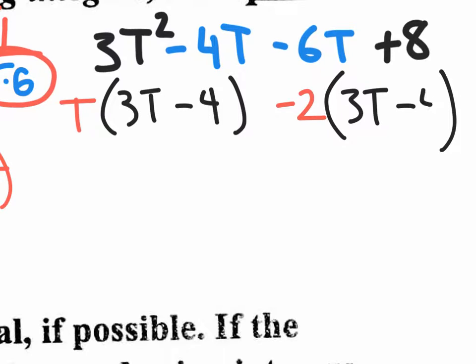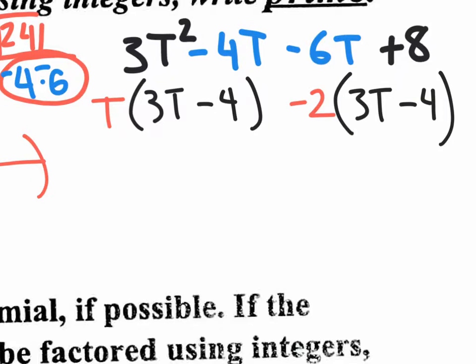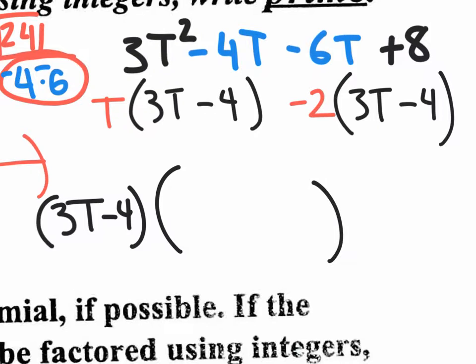3t minus 4. Luckily, we end up with the same exact binomial, right? If we didn't have the same exact binomial, then it wouldn't be factorable. But we do have the same exact binomial. So what we're going to do now is factor out what's in common, the binomial. We're going to pull it out and put it out here in front. So I want to put the 3t minus 4 out here in front. And if I did pull out the 3t minus 4, what's going to be left on the inside of the parentheses?